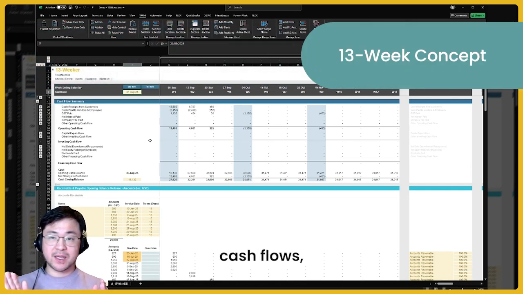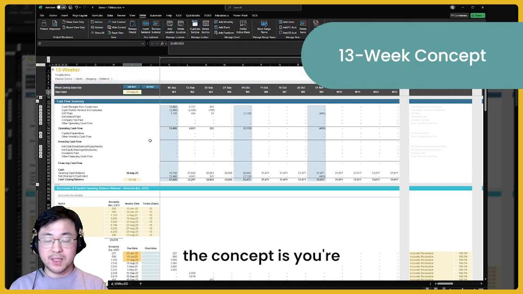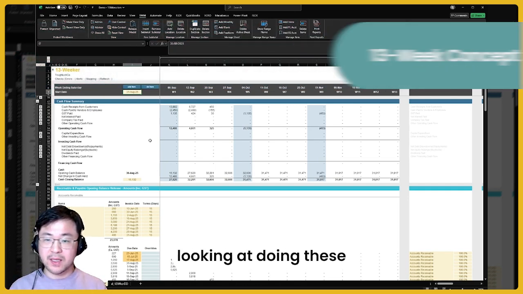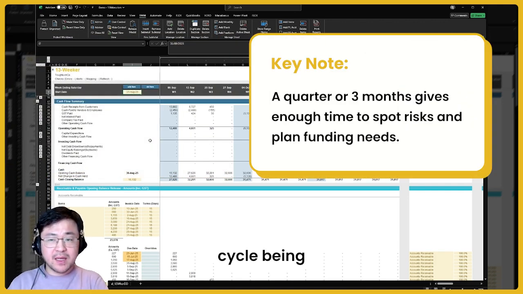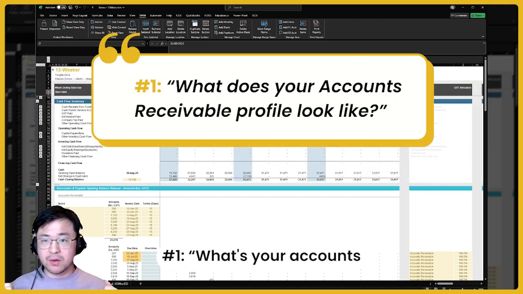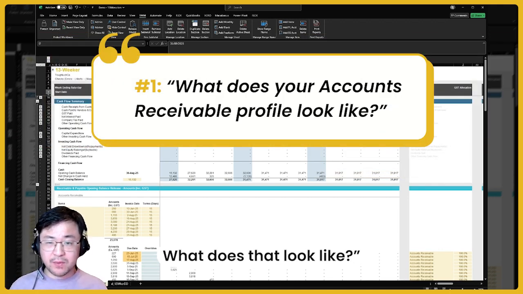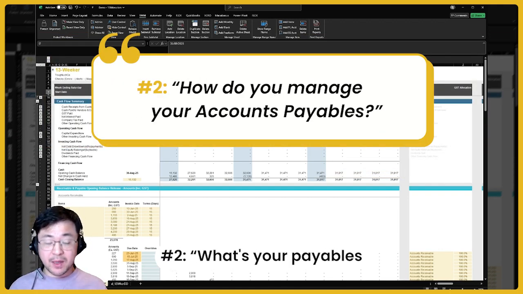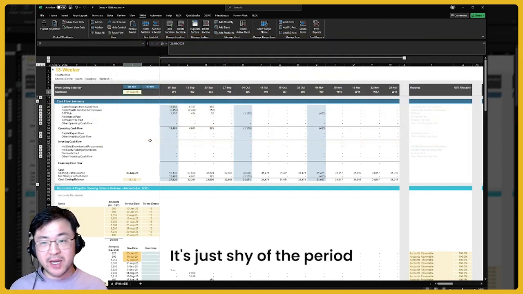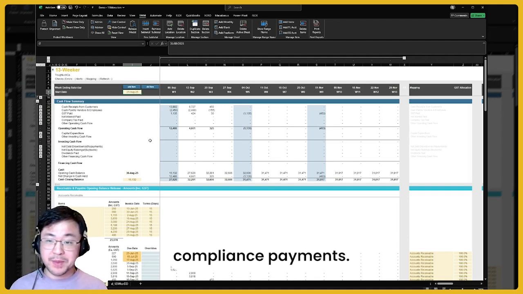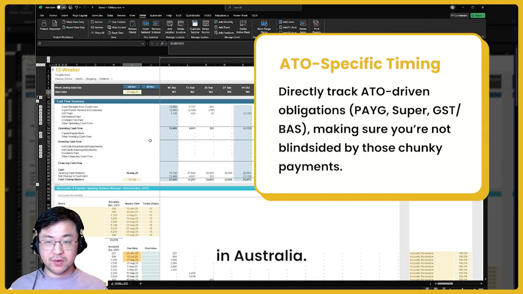Ideally with 13-week cash flows, the concept is you're looking at doing these to cover a quarter cycle, being the most relevant cycle to capture a few things. One, what's your accounts receivable profile? What does that look like? What's your payables profile? How are you managing that? It's just shy of the period that you need for capturing compliance payments, so statutory payments, again in Australia.